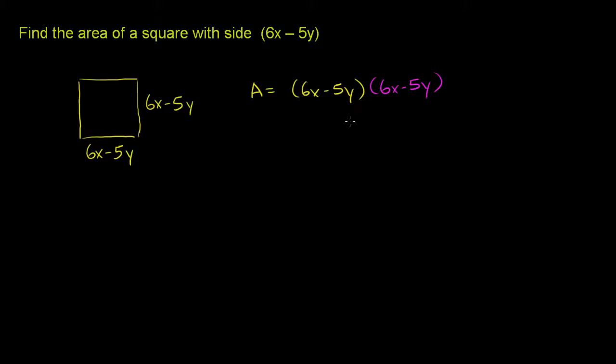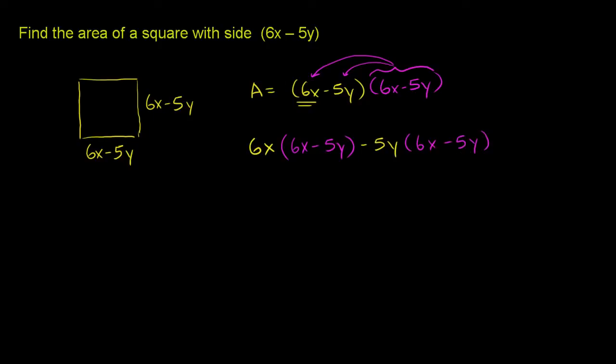And to do this, you could either do FOIL if you like memorizing things, or you could just remember this is just applying the distributive property twice. So what we could do is distribute this entire magenta 6x minus 5y over each of these terms in the yellow 6x minus 5y. And if we do that, we will get this 6x times this entire 6x minus 5y. So 6x minus 5y. And then we have minus 5y times, once again, the entire magenta 6x minus 5y.